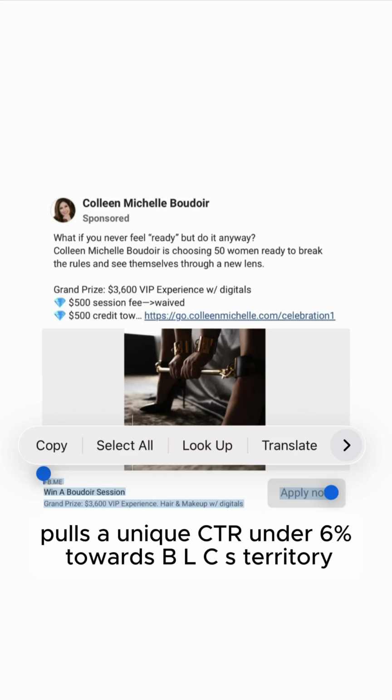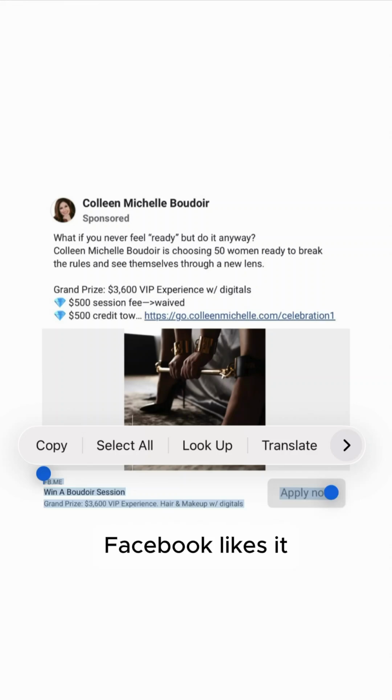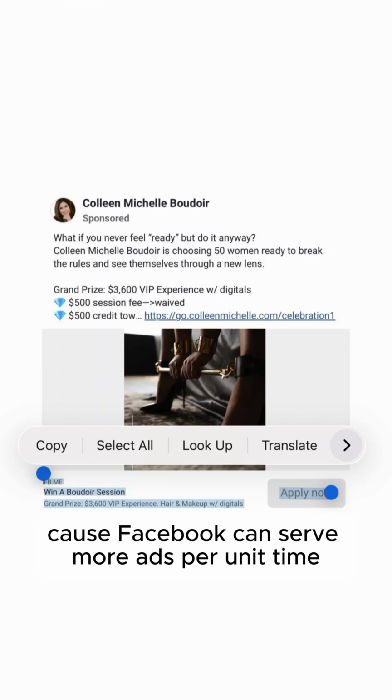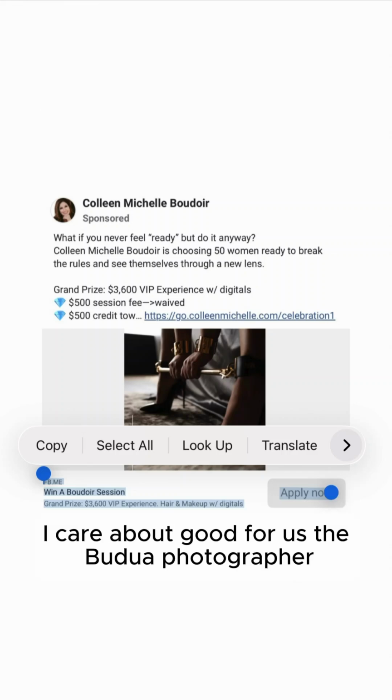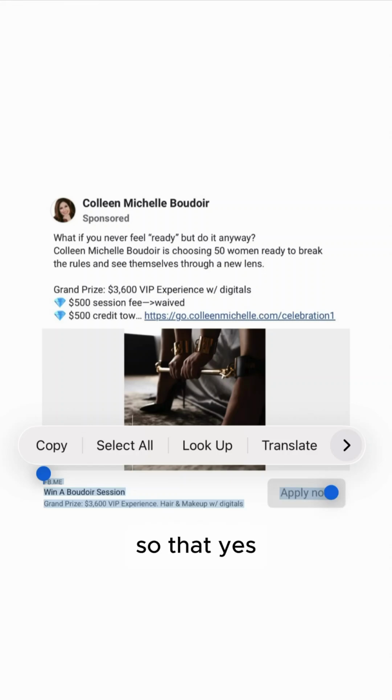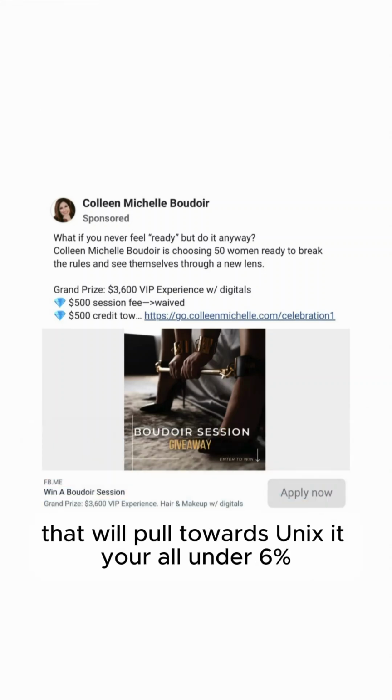Pulls our unique CTR under 6% towards BLCS territory. Facebook likes it because Facebook can serve more ads per unit time, but that's good for Facebook. What I care about is what's good for us, the boudoir photographer. So yes, that will pull towards unique CTR under 6%.